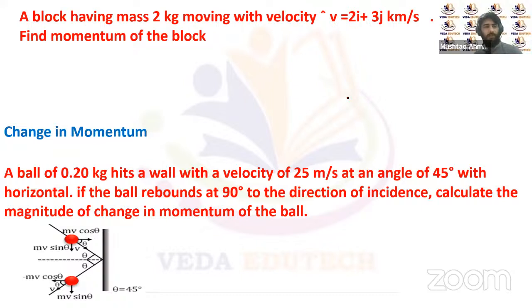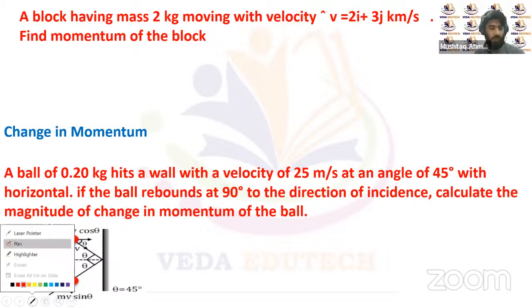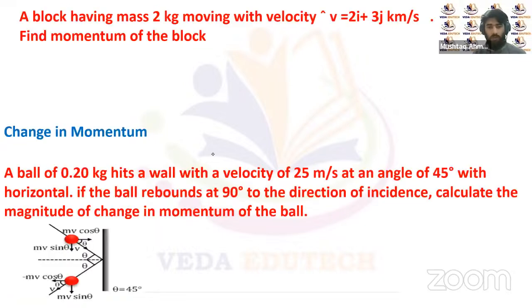Now there's a small question: a block having mass 2 kg moving with velocity 2 i cap plus 3 j cap, find the momentum of the block, right? So the momentum of this block is the mass times the velocity, right? Mass times the velocity will be the momentum of this block, and velocity vector is given as 2 i cap plus 3 j cap, right? It means that it will have two components of the velocity, one along the x direction, another component along the y direction.